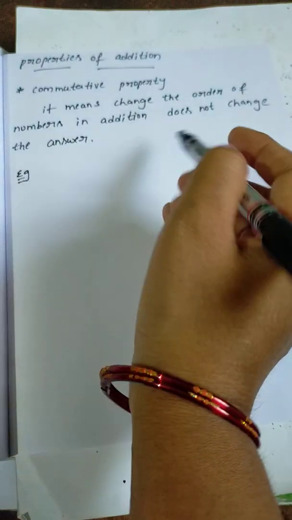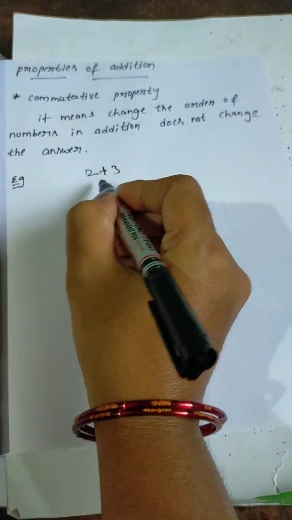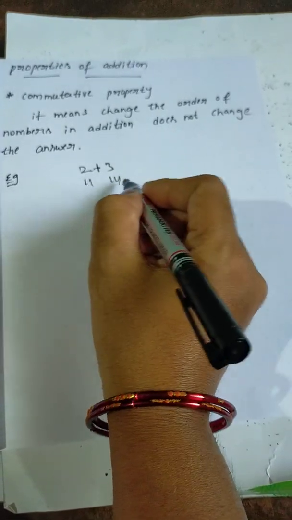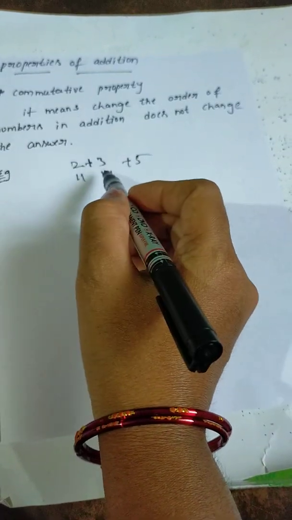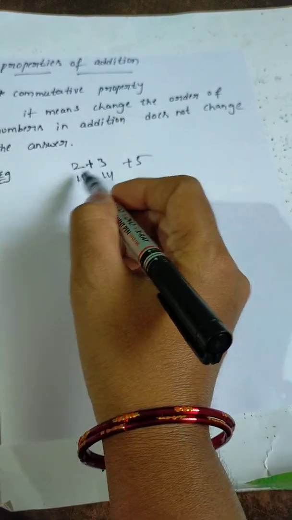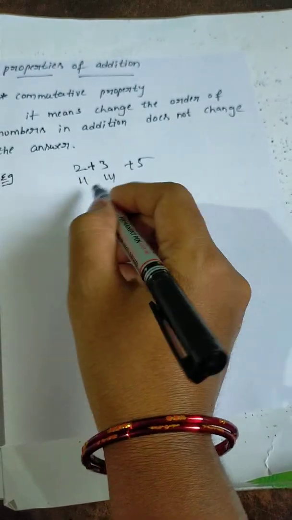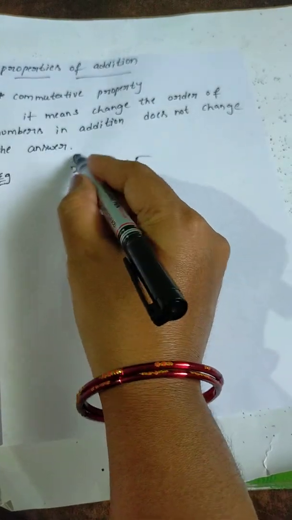I will give you the example. First take 2 plus 3. Draw the 2 lines, draw the 3 lines. So total 2 plus 3, 5. Now change the order of the numbers in the addition. What is the number 2? It is the number 3. Change the order. 3 plus 2.